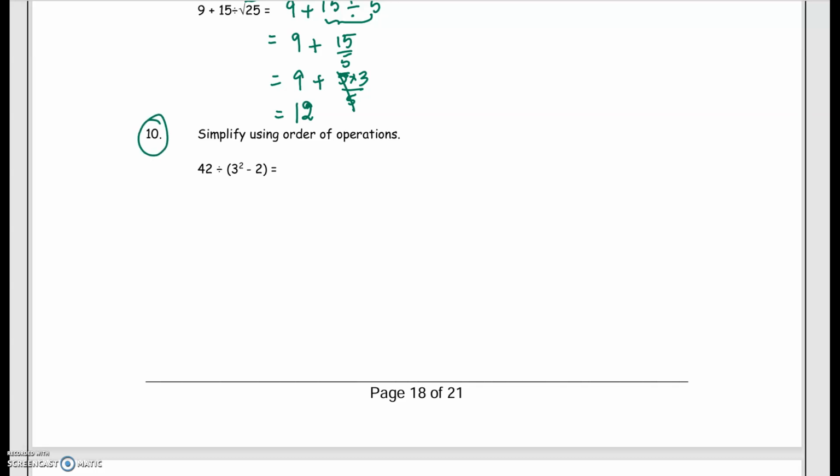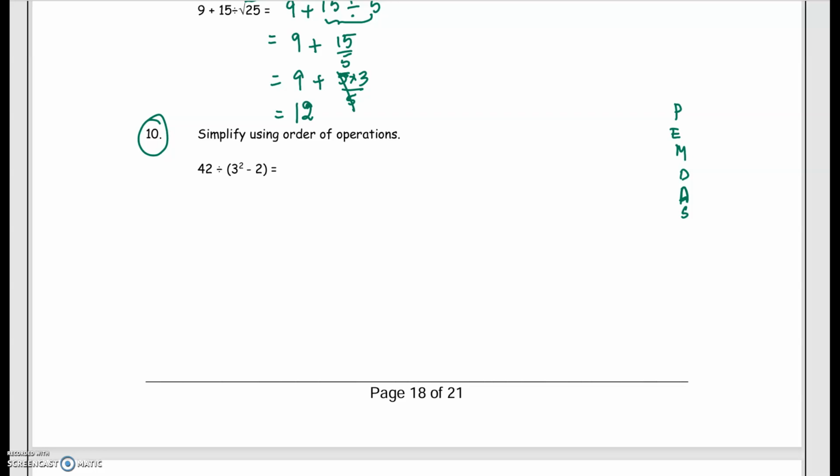So number 10, we have another problem where we have to apply PEMDAS, order of operations. Order of operations are very important to understand. Even if you're using a calculator, if you do not understand order of operations, you will get the wrong answer. So please pay special attention to order of operations. Now let's look at this problem.